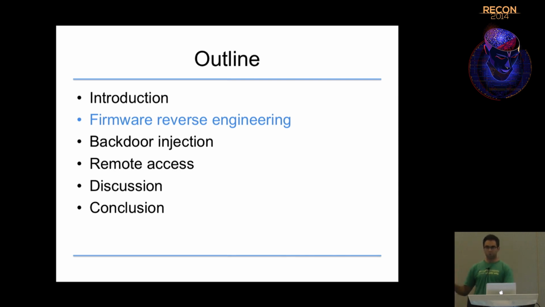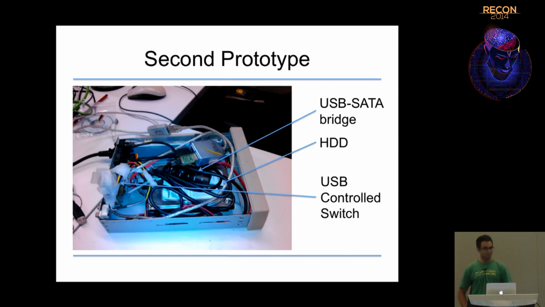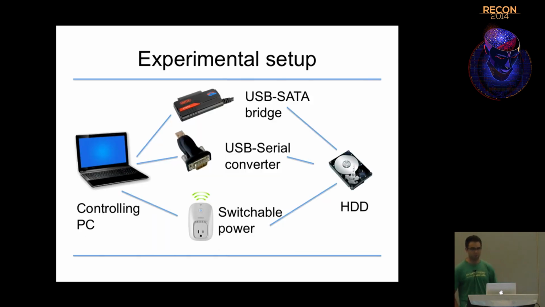Okay, so this was enough for knowing what a hard drive is, so let's look at the firmware. Here you see my second prototype of the system. I had built a relay to switch the hard drive on and off by USB. Now I've changed the design a bit and use a much easier system. I have a switchable power supply.